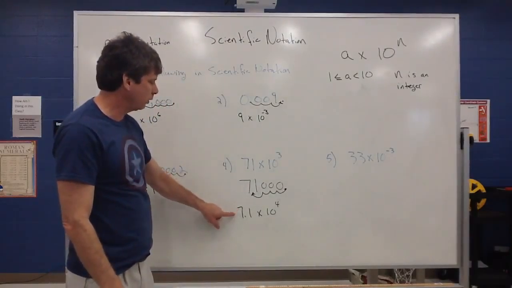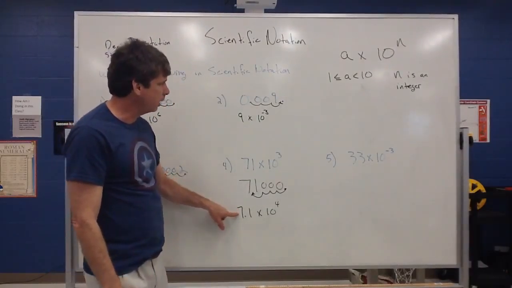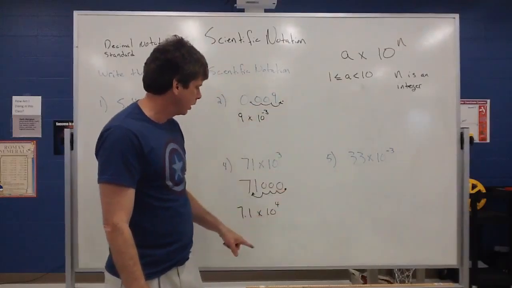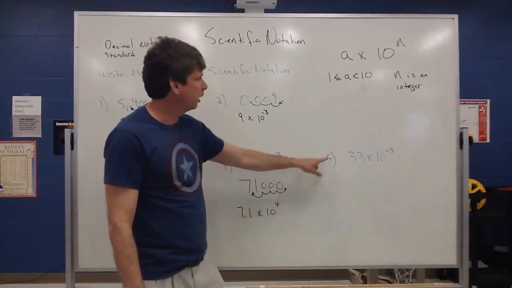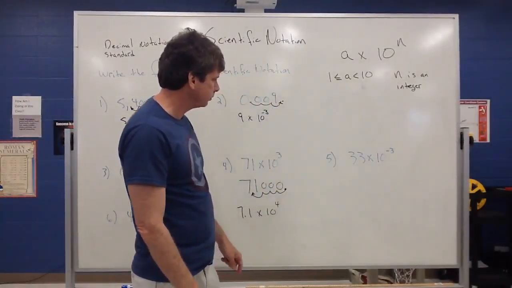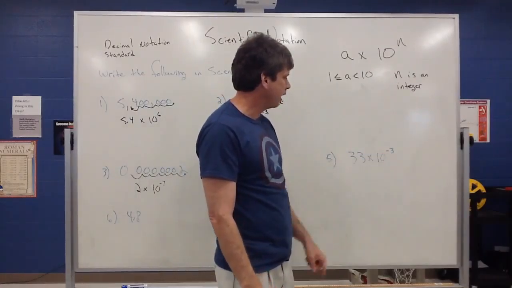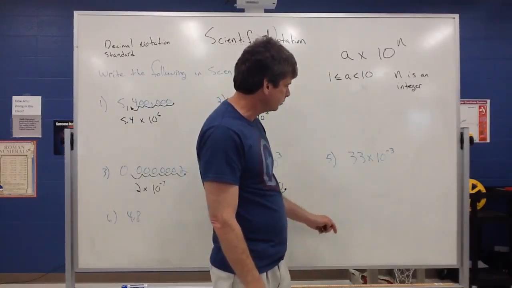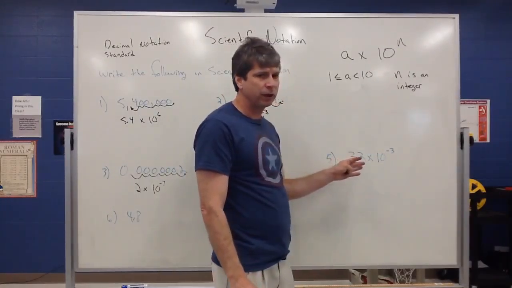So that would be what we call scientific notation. Notice how the a is between 1 and 10. And your exponent is a positive integer. So let's look at 33 times 10 to the negative 3. Now again, this is not scientific notation.